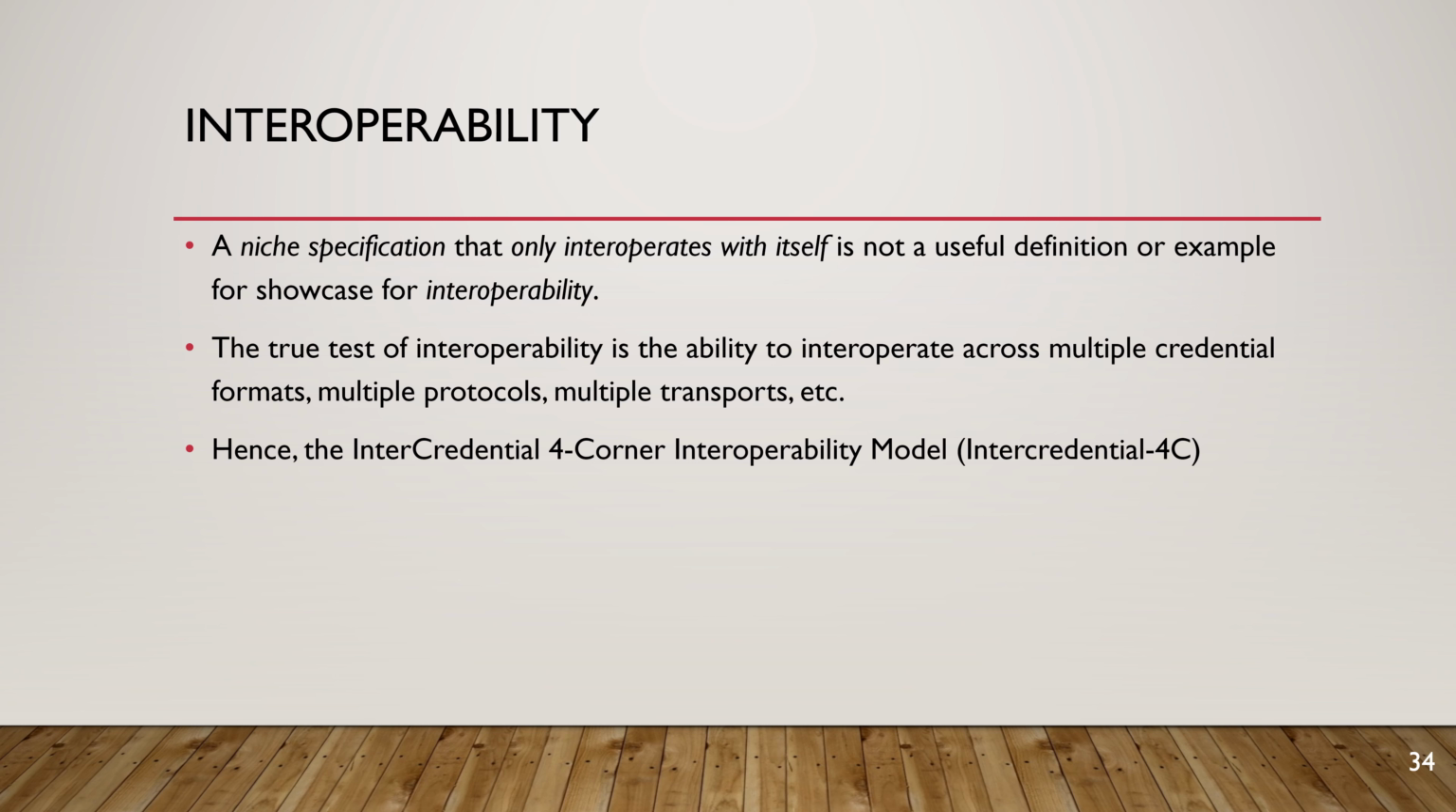So if you have a niche specification that only interoperates with itself, it's not really a useful definition, example, or showcase for interoperability. And I think that's what we're seeing so far in the version 2 of the W3C Verifiable Credential specification. The true test of interoperability is the ability to interoperate across multiple credential formats, multiple protocols, multiple transports, etc. And hence the answer to this latter scenario is the 4-corner InterCredential interoperability model.